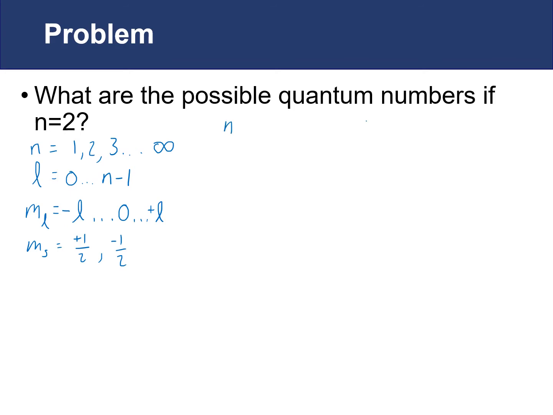So if n equals 2, then we could have an L value of either 0 or n minus 1, which is 2 minus 1, is 1. So we could have a value of either 0 or 1. If L is equal to 0, then there's only one possible m sub L value, and that would be 0. If L is equal to 1, then we could have three possible m sub L values.